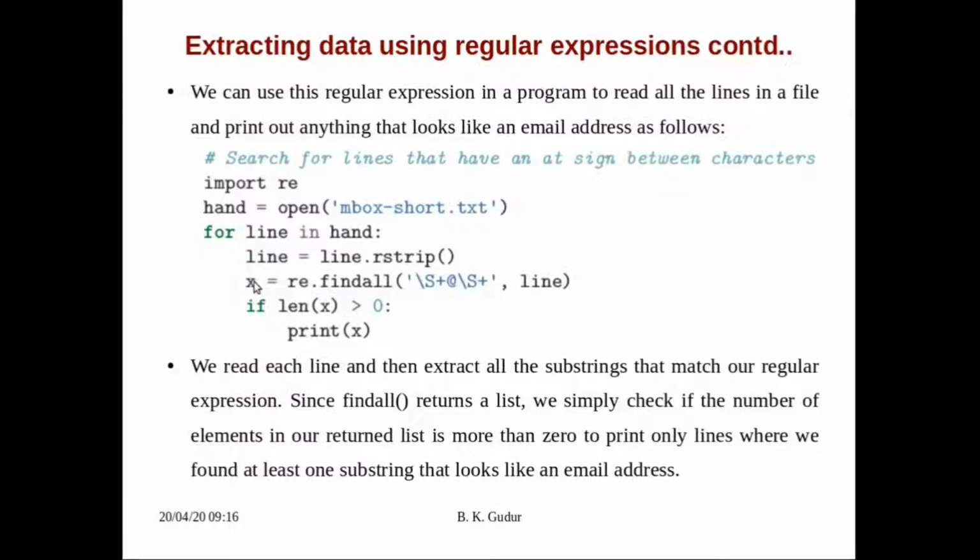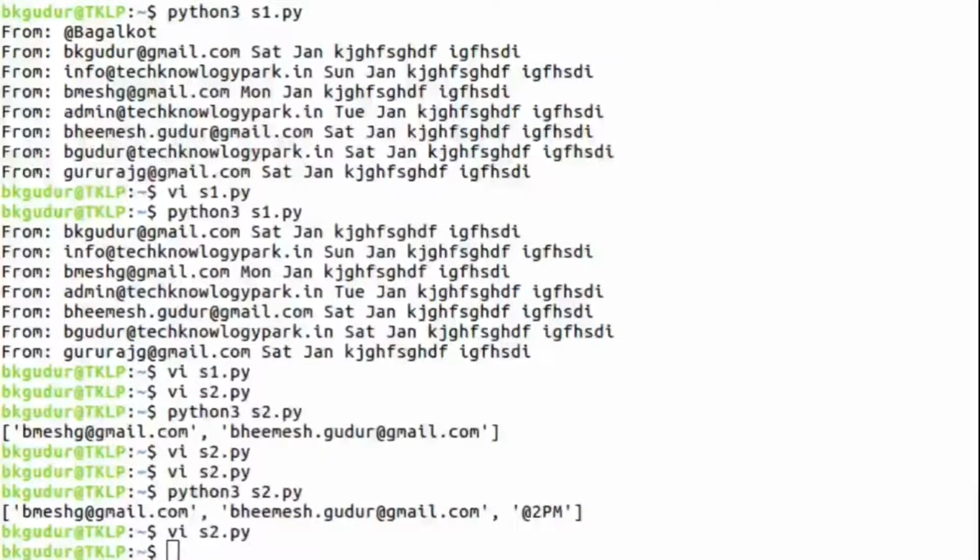If the length of that list is greater than 0, meaning it contains some email, then only we'll print it. If it is 0, we don't print. Here findall is going to return a list containing all those strings which match this expression. If that length is greater than 0, then print that list. So we'll execute this program and see the result.